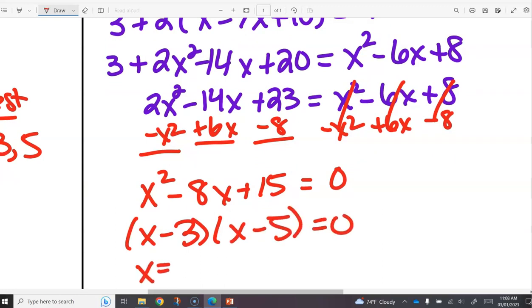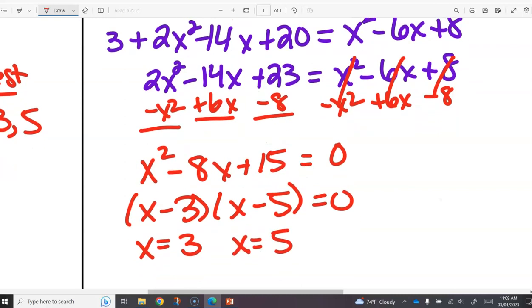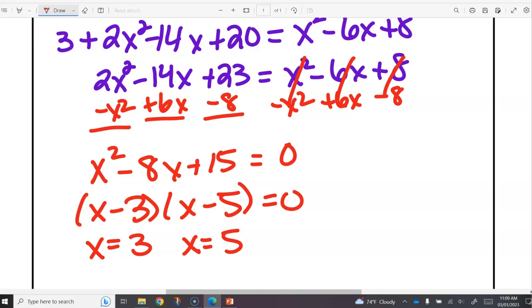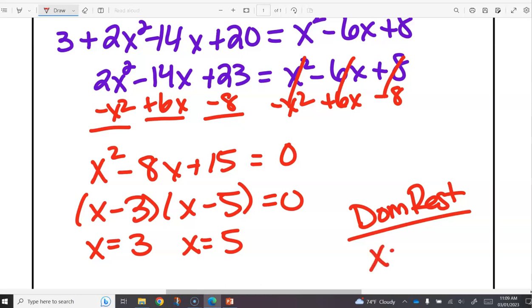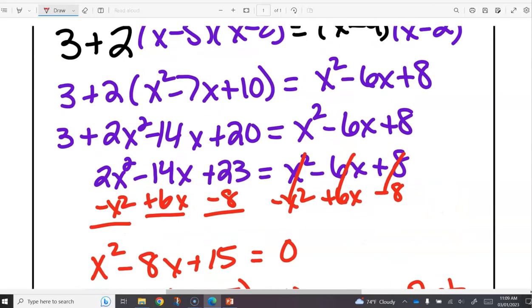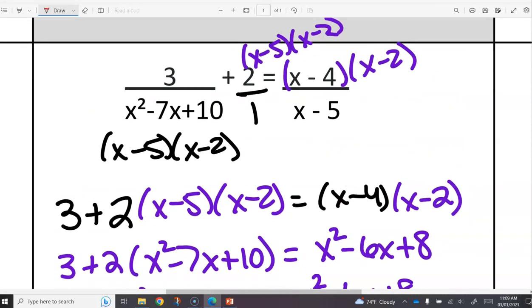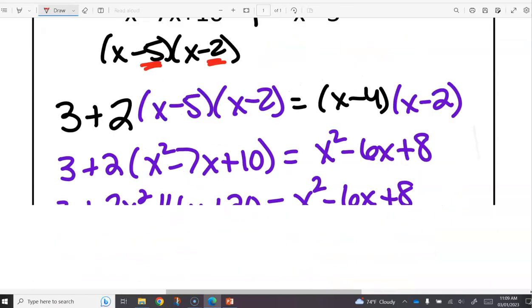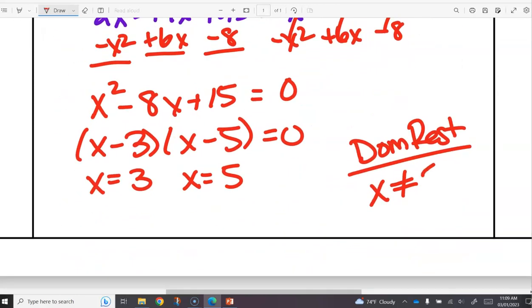So we get x equals positive 3, x equals positive 5, but gotta make sure we can use them. So what are my domain restrictions? What is x not allowed to equal? Can't be 2 and 5. Remember, we go back to the beginning. We're looking here, right? 5 minus 5 would give me that 0. Can't happen. 2 minus 2 would make that 0. Can't happen. So I can't be 5 and I can't be 2.